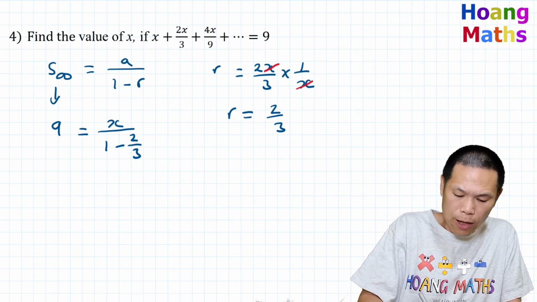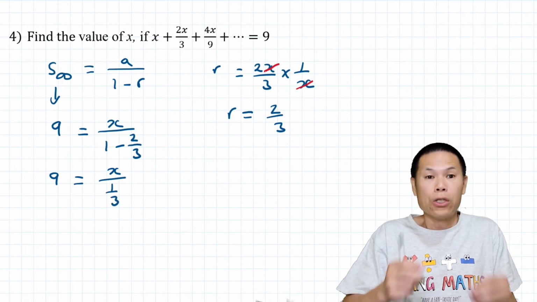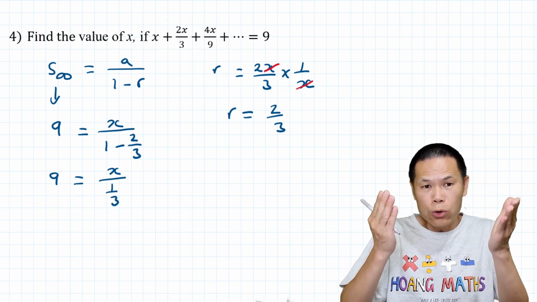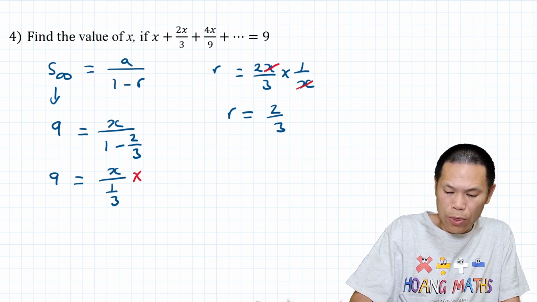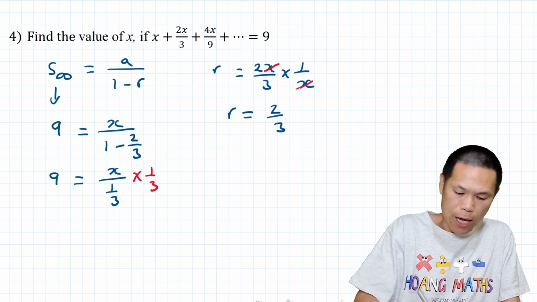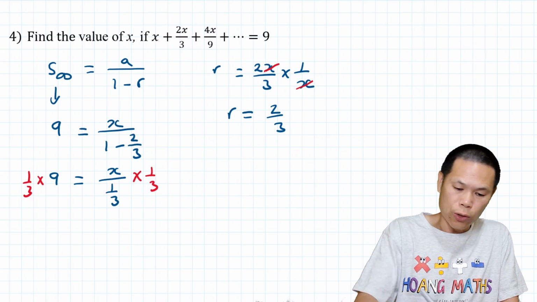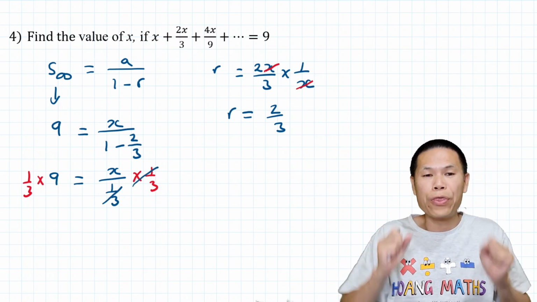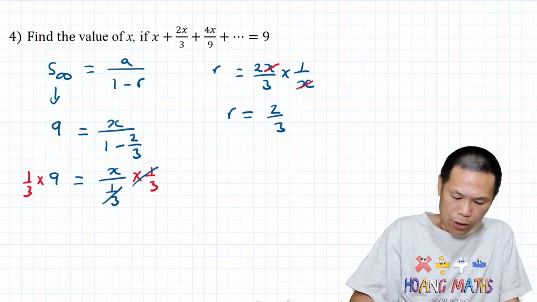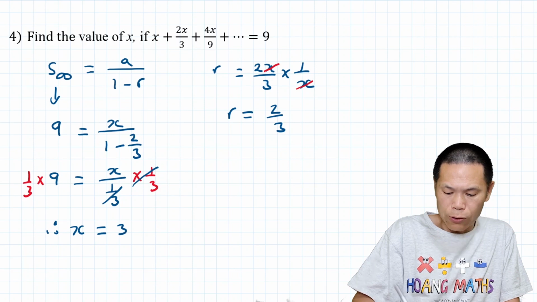So on this left hand side here, I just write this down. Equal x over 1 over 3. So now to solve this, what I do, I just times 1/3 on both sides. So I just times 1/3 on this side, and I need to times by 1/3 on this side as well. So now this is cancelled with this. So therefore 1/3 of 9 is 3. So therefore x is equal to 3.